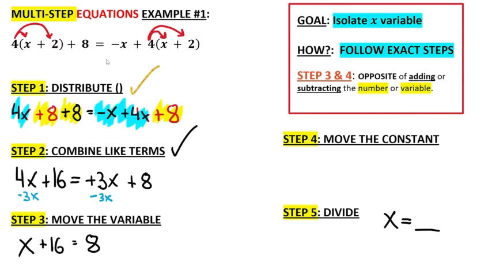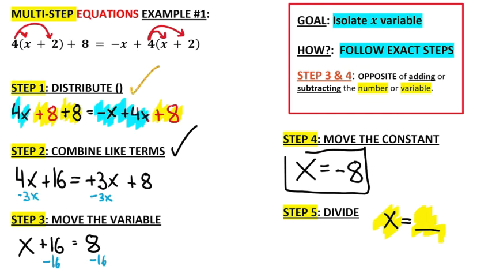Step 4 is about moving the constant, meaning the number. So you see how we have at the moment x plus 16 equals 8? Well, if we subtract 16, because if you recall, what we need is x on one side and a number on another. So we have to subtract 16 because it's on the wrong side of the equation. So we subtract 16, and we now have x equals negative 8, because 8 minus 16 is negative 8.